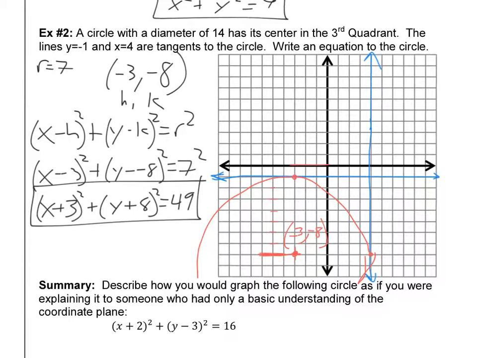Okay. So we've talked about writing the equation, and graphing it is pretty simple. All you do is plot the center and then figure out some points that are your radius away from the center, and then kind of just sketch a circle around those points.